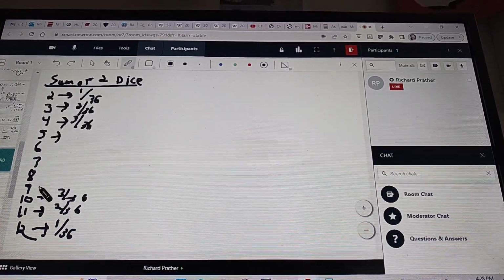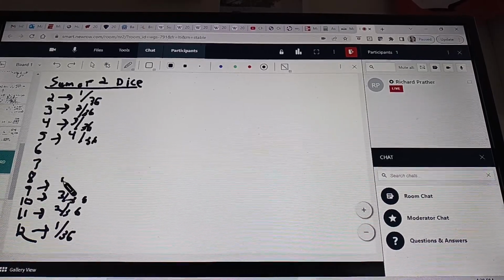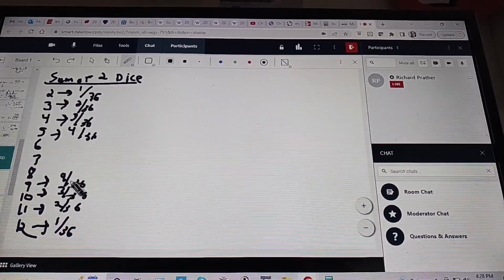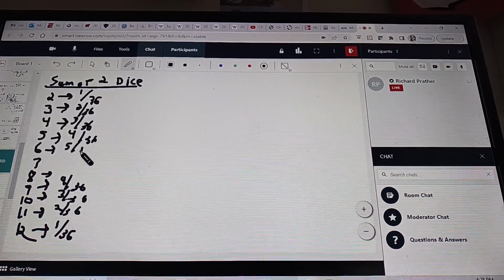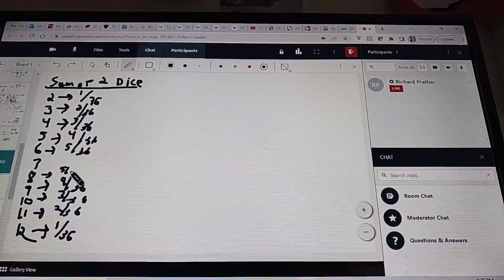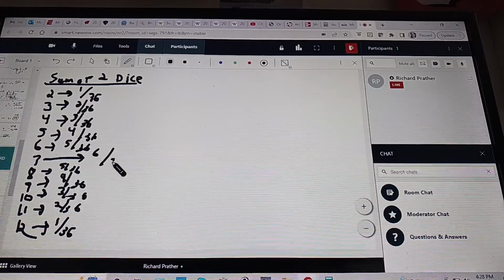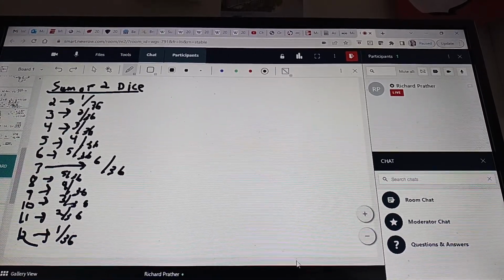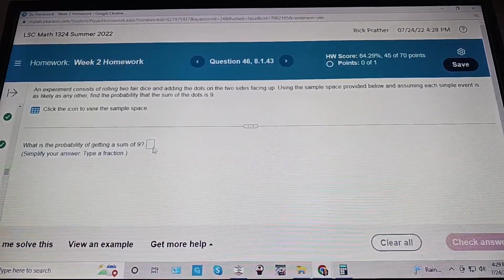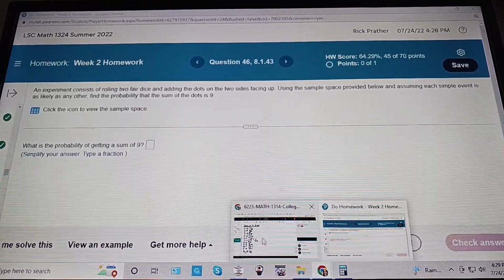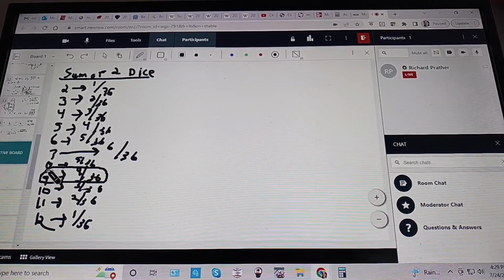And keep moving in. 9 and 5 are 4 out of 36. 8 and 6 happen 5 out of 36 times. The most likely thing with 2 dice is 7. That happens 6 out of 36 times. And there's various questions they can ask. This is a real basic one. They just wanted the sum is a 9. Literally a 9. It's right here in the chart. The answer is right there, 4 out of 36.